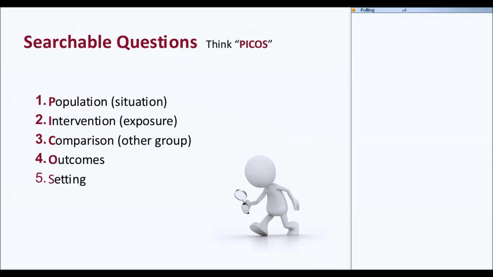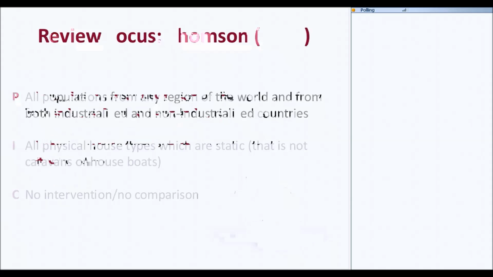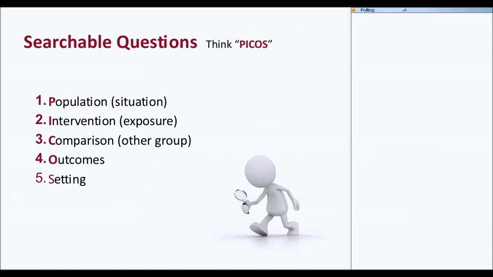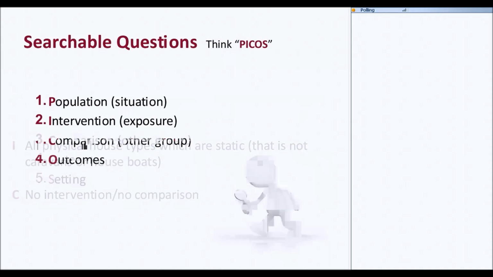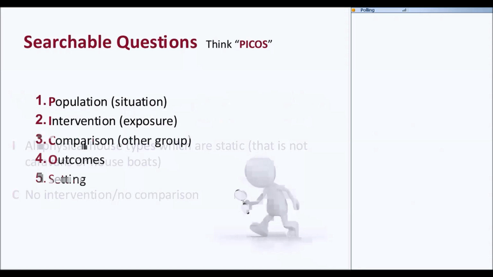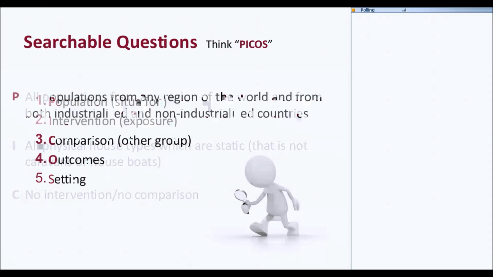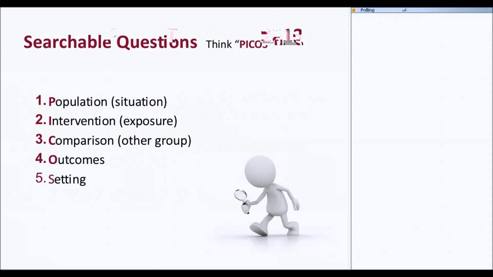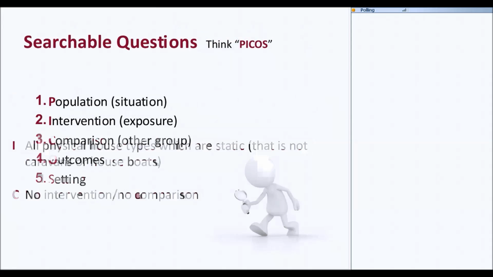So for today's review, the population is all populations from any region of the world, from both industrialized and non-industrialized countries. It included all housing types except mobile homes, and any type of intervention to improve housing, although that did not include reducing lead and/or radon, but any other types of interventions involved in improving housing. And it was not a head-to-head comparison with any other intervention.